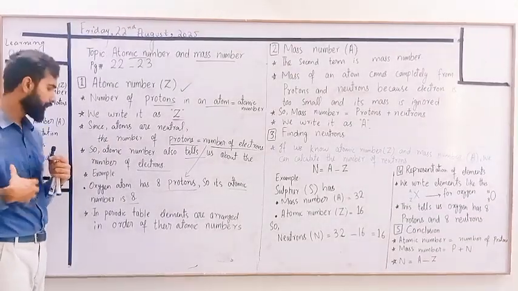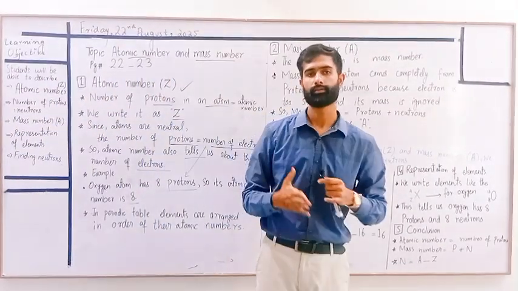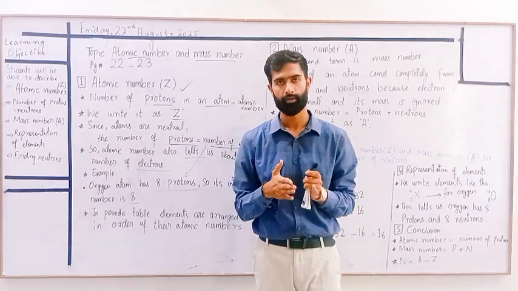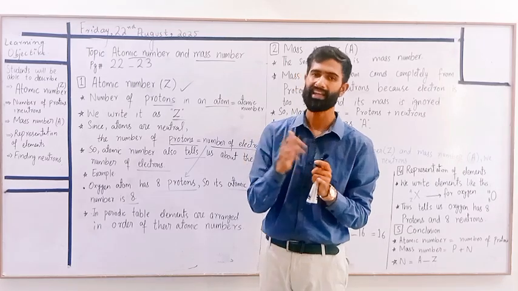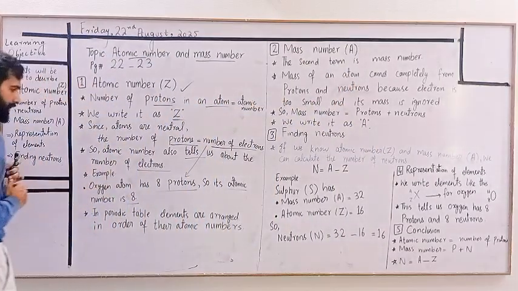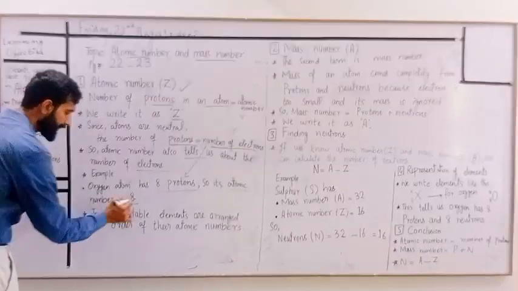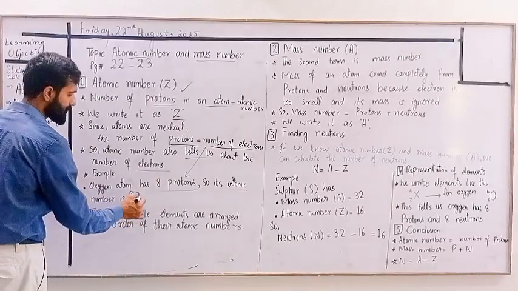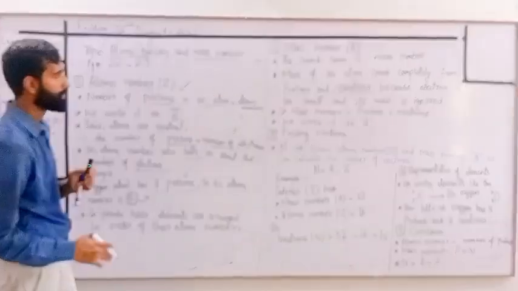Dear students, in the periodic table, elements are arranged according to their atomic numbers. There are a total of 118 elements listed in the periodic table, and they are all arranged according to their atomic numbers. So the atomic number of oxygen is 8. It means it comes at the 8th position in the periodic table.